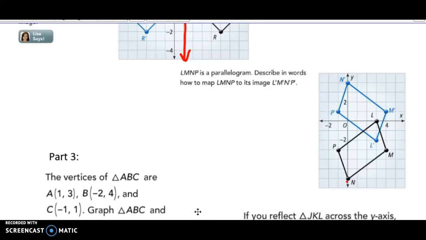Okay, just in case I got cut off, we are describing in words how to map LMNP. And what we decided was that it definitely can't be a translation and it must be a reflection. So as I look, I see L is here on the x-axis and L prime is 2 units below. So my line of reflection has to be halfway in between.